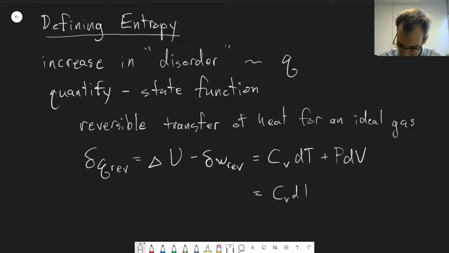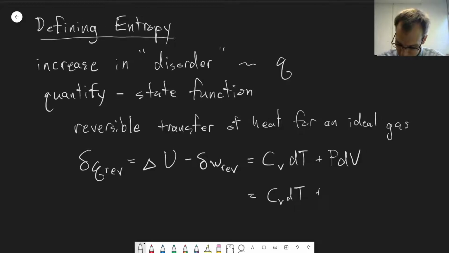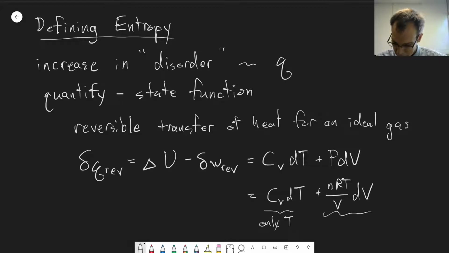So CV dT is just going to be what it is. CV is some constant for our system. And we can substitute the ideal gas law for P, so nRT over V dV. Okay, so we have a term here that only depends on temperature, but our term over here has temperature and volume. So dq here is not an exact differential because we don't have one thing that just depends on one variable, another thing just depends on another variable. So that's where we have to write with this inexact squiggly d.